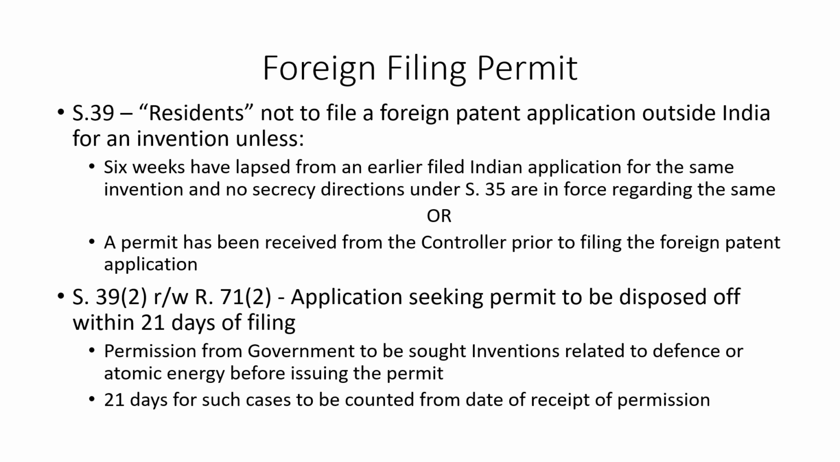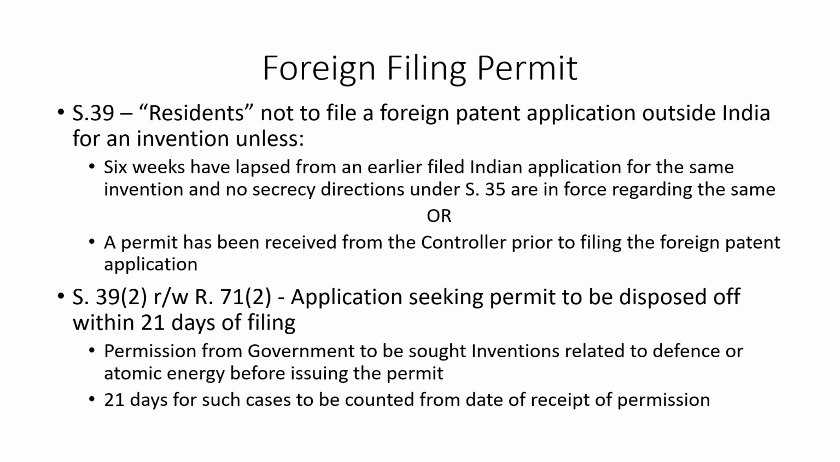So section 39 subsection 2, when read with rule 71 sub rule 2, provides that any application that has been filed to seek foreign filing permit needs to be disposed within 21 days of filing of the application. So what happens is the controller goes through the subject matter for which the permission is being sought, and in case it relates to defense or atomic energy, then the permission of the government is sought before giving any permission to file the application outside India.